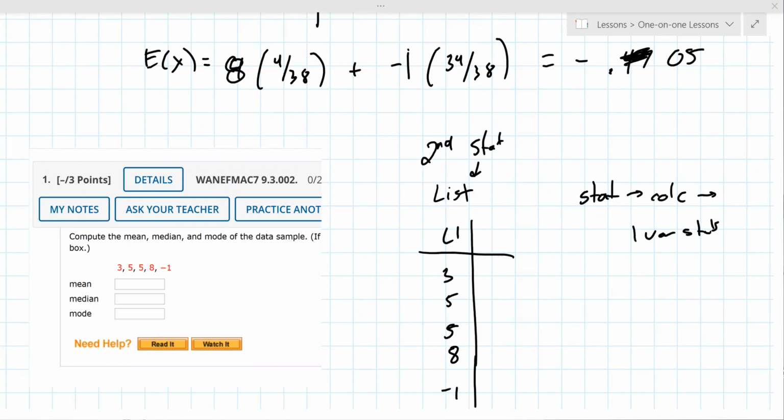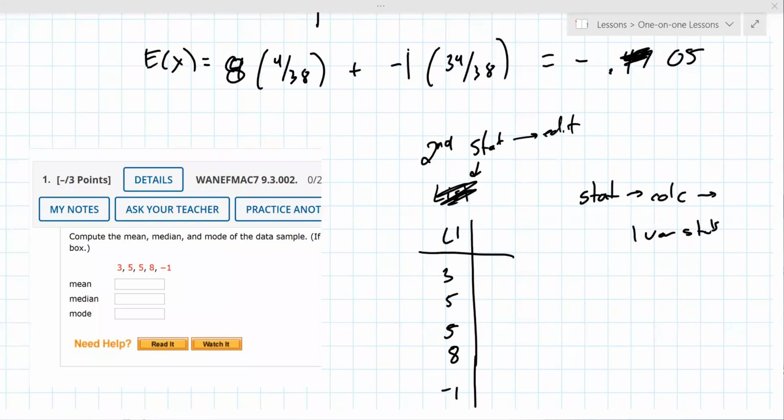It says stat edit. Did you choose edit for that? Maybe it's stat edit. Yeah, okay, stat edit. Okay. All right. There you go. And then get the data in, and then you do second stat L1.